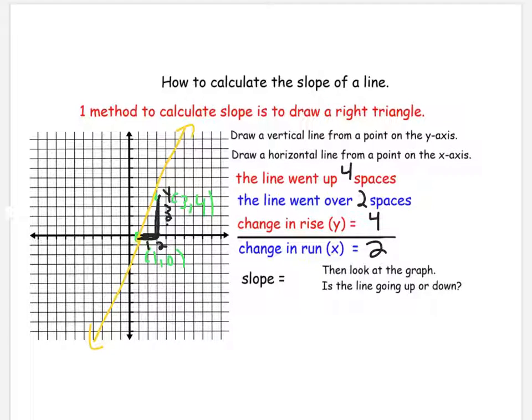4 over 2 we can simplify, which is equal to the whole number 2. Remember, even though slope is a fraction, you can write 2 as a fraction by saying 2 over 1. You have to be careful when doing this method, because you have to look at the points and the line that you're given. You have to ask yourself, what kind of line do you have? Is your line going up? Is it going down? Is it horizontal or is it vertical? In our case, our line is going up, so that means our slope is positive. So our 2 would remain positive. So our slope is still 2.